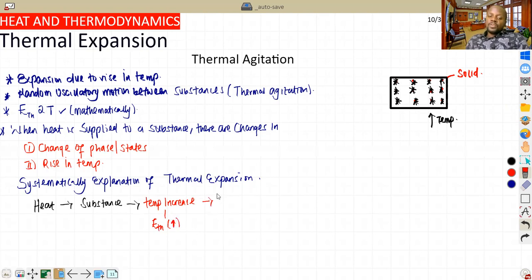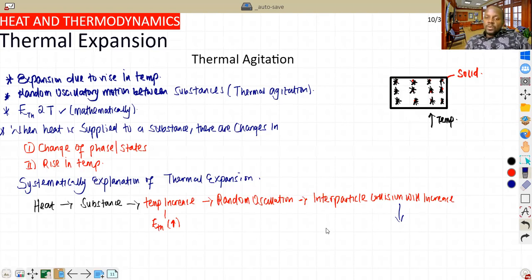And when that happens, the random oscillation will increase. So when random oscillation increases, the interparticle collisions will also increase. As interparticle collisions increase, the next thing is that the particles will be stressed. So the interparticle stress increases. And as a result of the increase in interparticle stress, what do you expect?